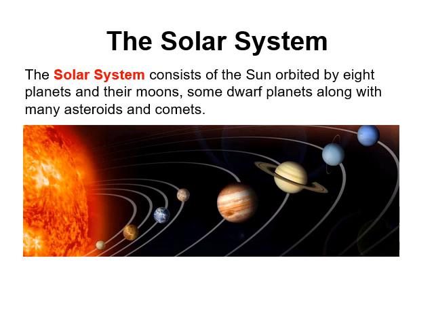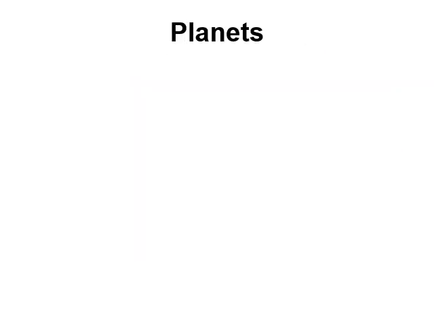Okay, so the solar system basically consists of a Sun orbited by 8 planets and their moons, some dwarf planets, along with many asteroids and comets. Notice that it's 8. It used to be 9, but Pluto is no longer considered a planet. It's only a planetoid. So now let's look at what these 8 planets are.